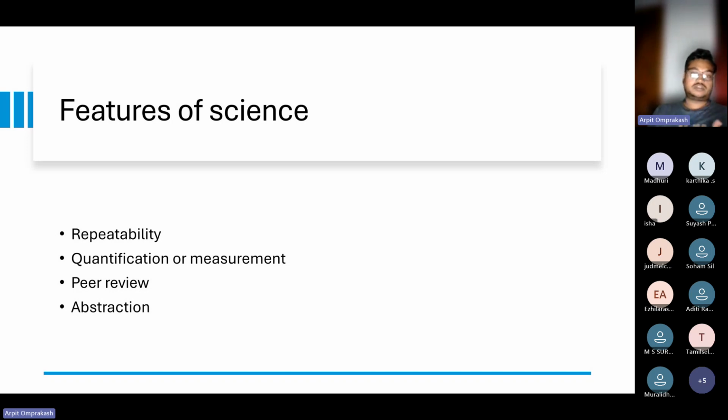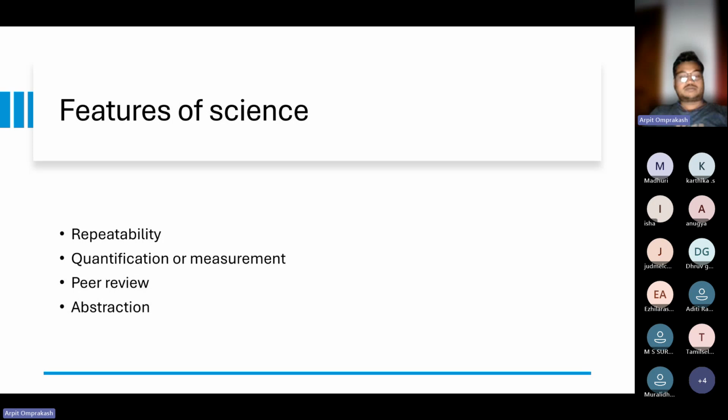The third feature of science is peer review. So basically what happens is once you have an idea, once you have done an experiment or something, it should be reviewed by other people and approved by other people. So that gives more strength to your observation, to your experiment, and so on.